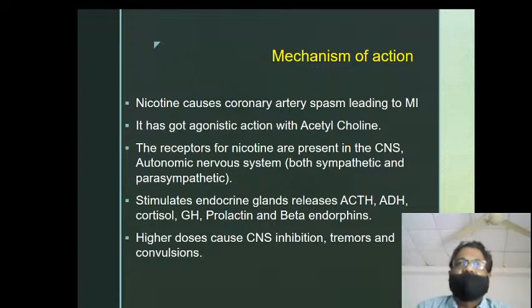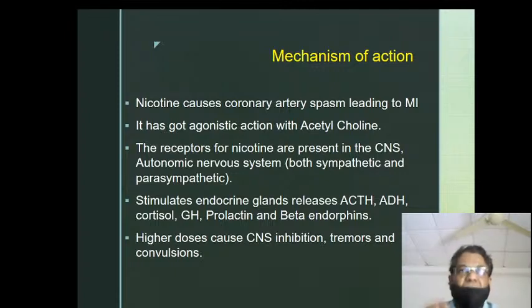It has an agonistic, cholinergic-like action with acetylcholine, and mainly acts over the nicotinic receptors present in the central nervous system and also the autonomic nervous system, both sympathetic as well as parasympathetic. Nicotine also stimulates the release of certain hormones: ACTH, antidiuretic hormone (vasopressin), cortisol, growth hormone, prolactin, and beta endorphins.